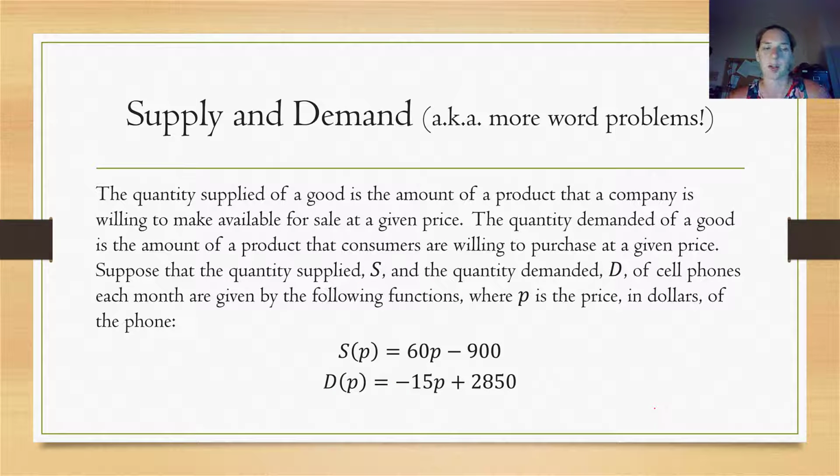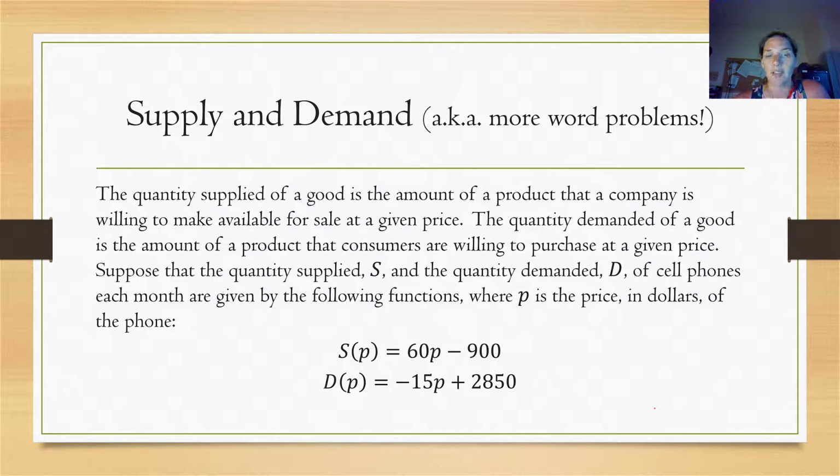Okay, another word problem for us. We are told that the quantity supplied of a good is the amount of a product that a company is willing to make available for sale at a given price. So the quantity demanded of a good is the amount of a product that consumers are willing to purchase at a given price, right? You'd be more willing to purchase more iPhones or another tablet if it was cheaper, yeah? But the cheaper it is, the less likely the company is going to be willing to sell it, right? So that's how supply and demand works. Hopefully you've had some economics somewhere along the line.